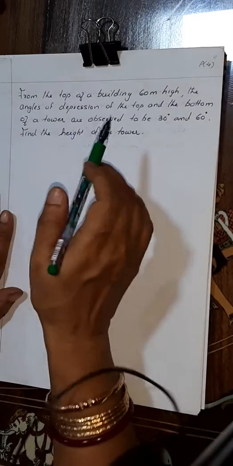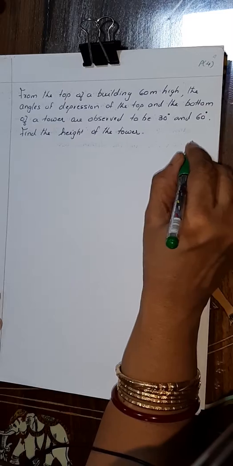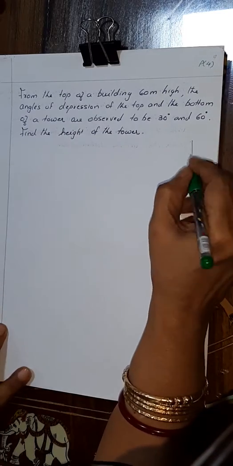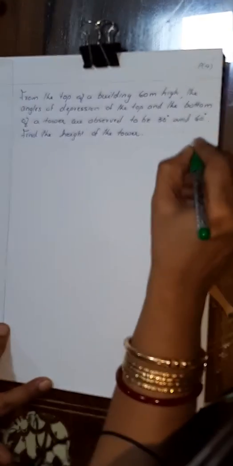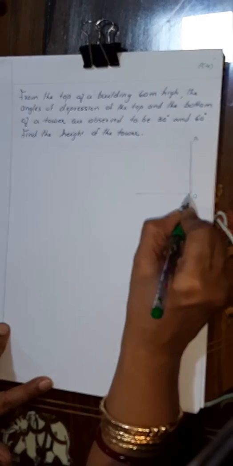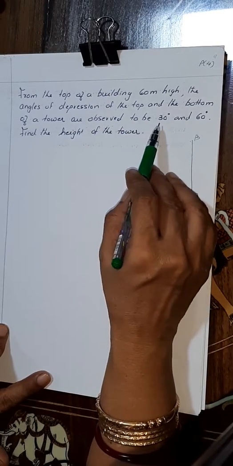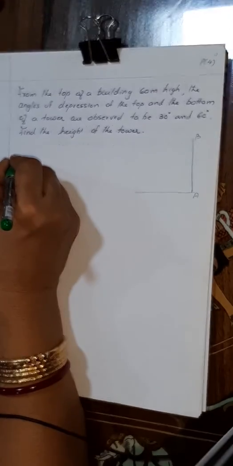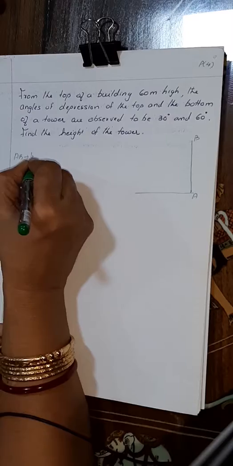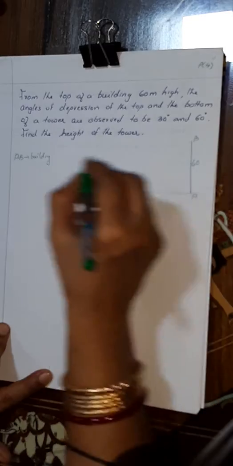From the top of a building 60 meter high. So let us first draw the building. So this is the building 60 meter high. So let this be A, B. This is the ground. The angle of depression of the top and the bottom of a tower are observed to be 30 and 60. So, you are observing it from the top of the building. So, AB is the building, that is 60 meters.